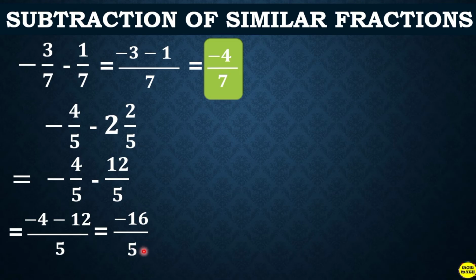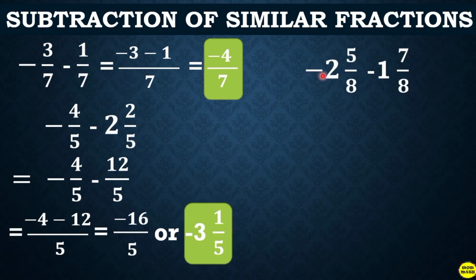How many 5s are there in 16? We have 3. Okay? And then, what is the remainder? If there are three 5s in 16, so 3 times 5, 15, how much is left? 1. Okay? And then, just copy the denominator. So, why negative? Because our fraction is negative. Okay? So, you can check. 5 times 3, 15, plus 1, 16. Okay? So, you can check it.